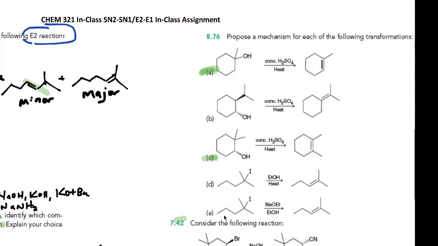Elimination. The question is now what type, right? Is it E1 or E2? Based on what we know about the elimination mechanisms, which one do you think it is? Based on the conditions. E1. That's right. You need a base to do E2, and you're doing this in the presence of an acid. So this is an E1 elimination.